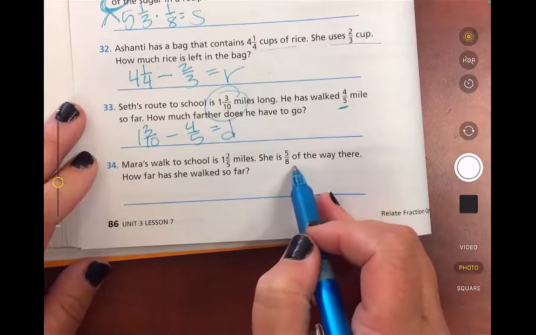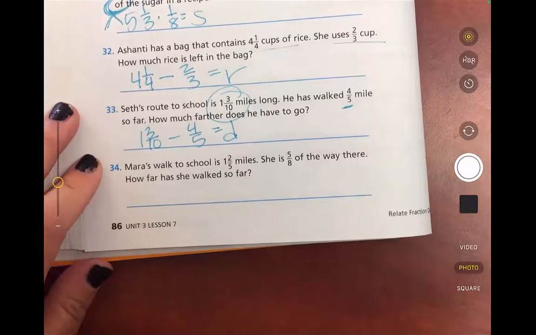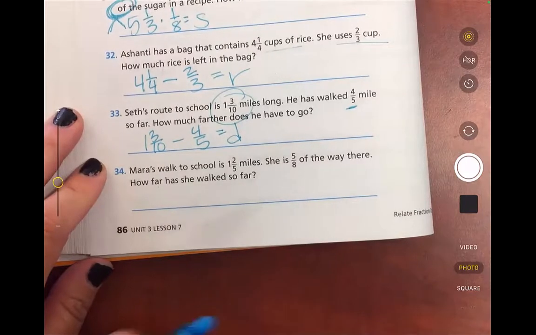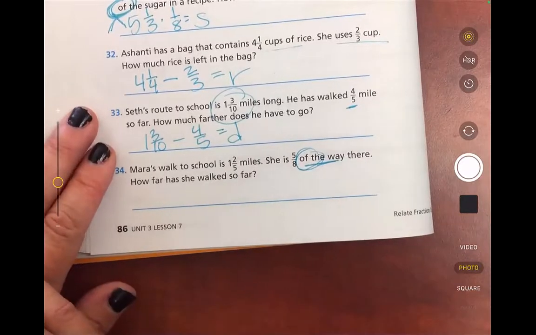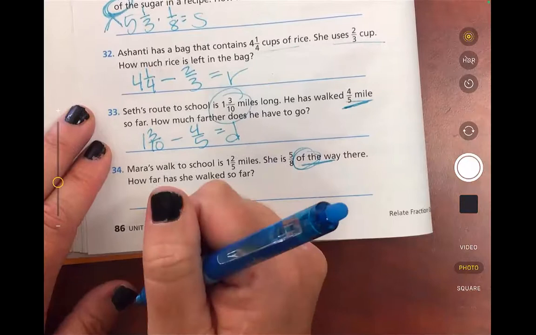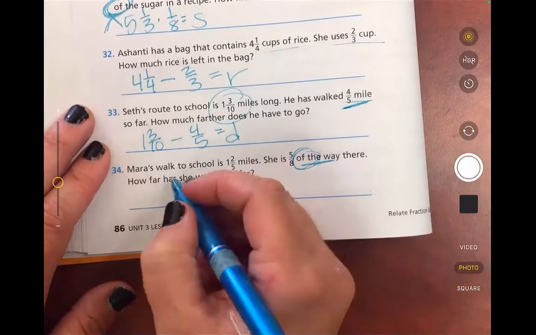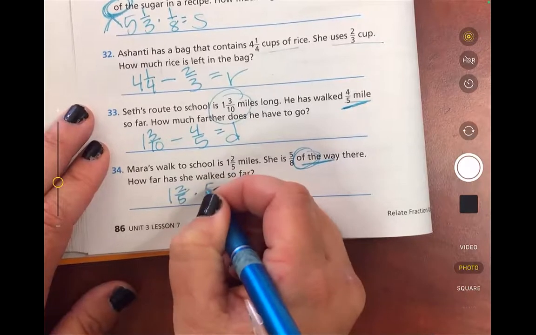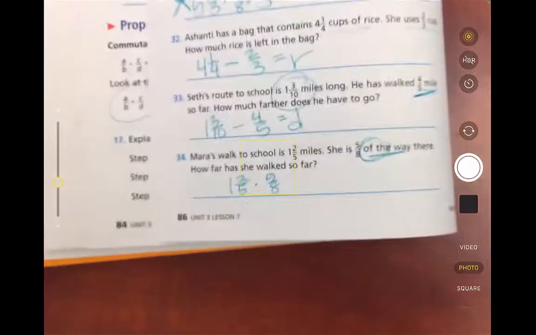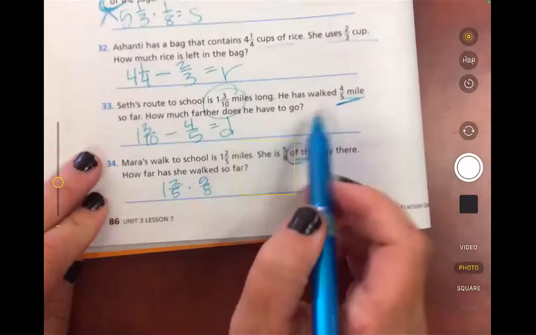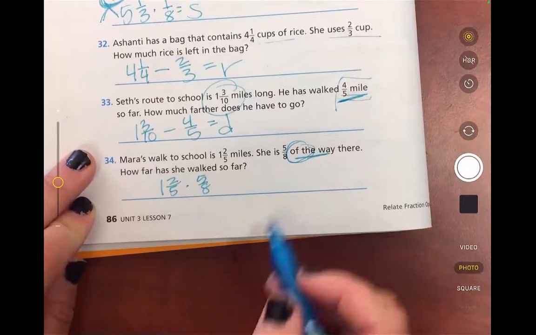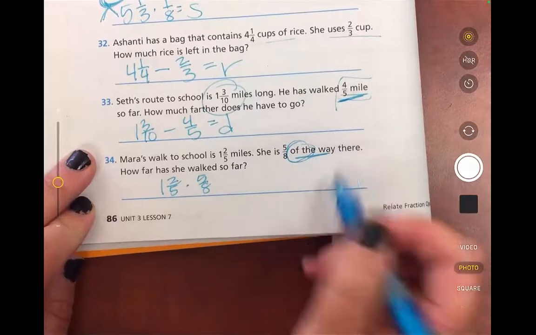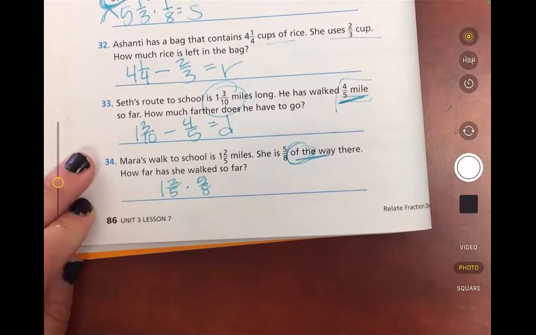Mara's walk to school is 1 2/5 miles. She is 5/8 of the way there. What's my operation? Multiply. So she's 5/8 of the way. It's not saying she went 5/8 miles, like how this one said he went 4/5 miles. This is 5/8 of the way. So 1 2/5 times 5/8. I know it can be a little tricky, but hopefully you see the difference in those two. This one is telling you exactly how far he went, 4/5 mile. This one, it's not saying 5/8 miles, it's 5/8 of the way. So it's a fraction of the way there.